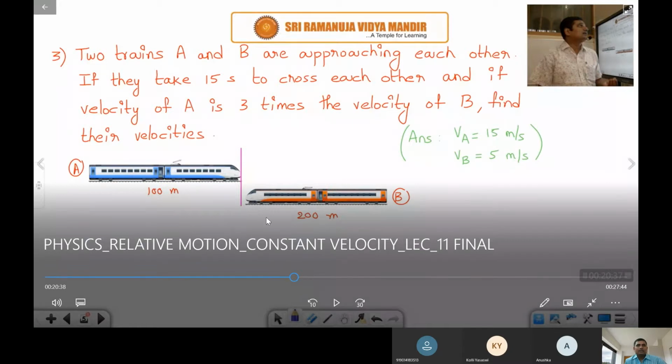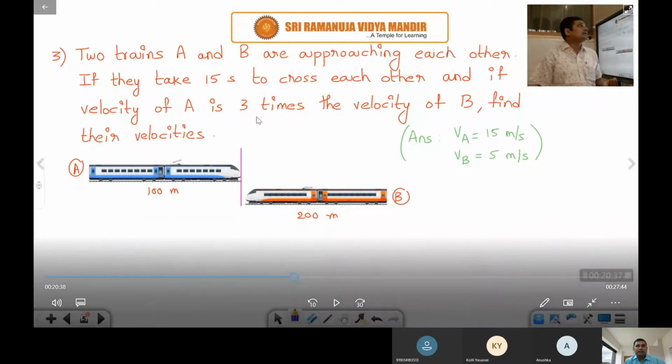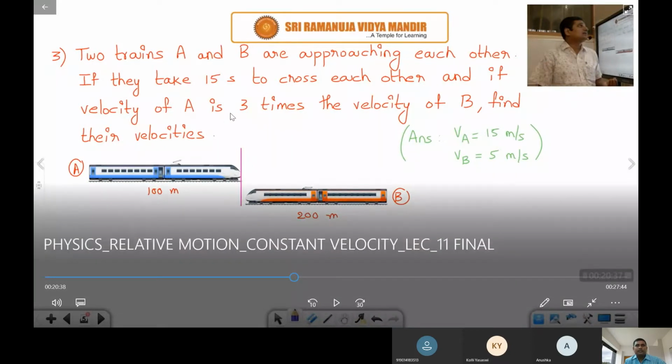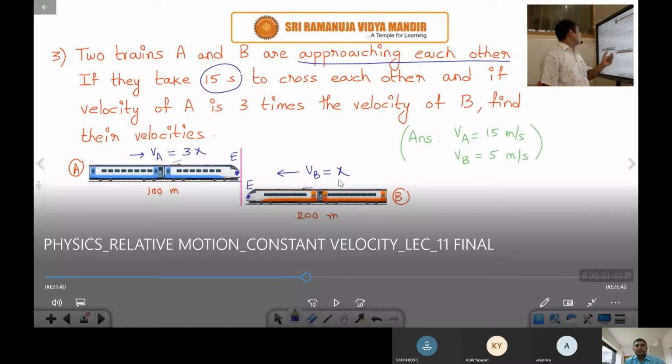Now here they told that they are approaching each other, but they didn't mention what their velocities are. But they gave the relation between velocities. What is that relation? Velocity of A is 3 times the velocity of B. Suppose you take velocity of B as x, then velocity of A will be 3 times that, which means 3x. So first we should take some value. Now these are values with respect to ground.